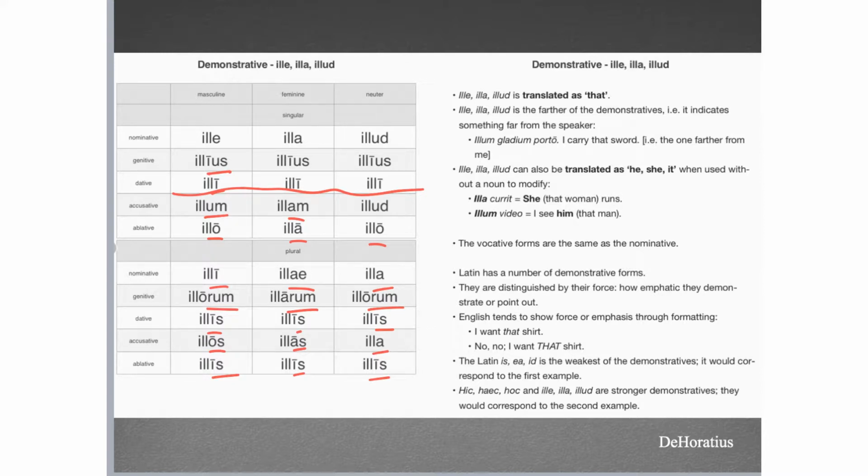So the stem for ille is obviously ill, and then you add your ending. Again, not a lot of new endings to learn, just a new word to learn, and ille, as I said, is going to mean that, the farther of two things.